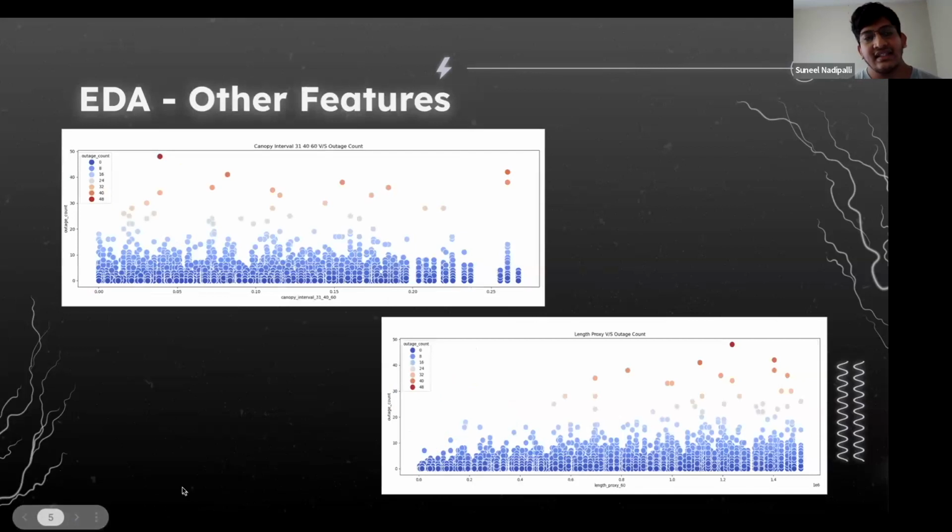And looking at the other side of things, where we looked at features that don't have such a clear relationship with the target variable outage count, we didn't include these purely for that reason. As you can see here, regardless of the magnitude of both these features, canopy interval and length proxy, they don't really seem to have a correlation with the outage count. And so we didn't end up using them.